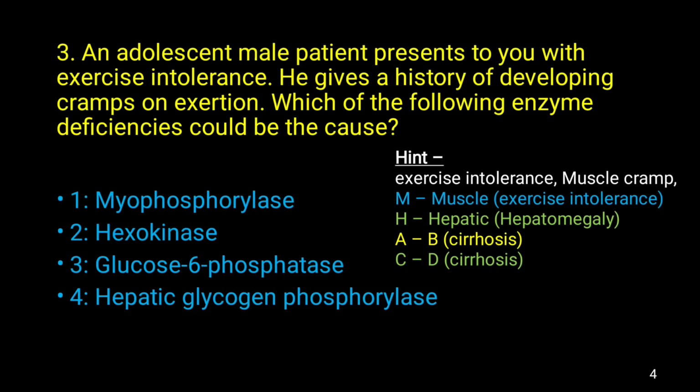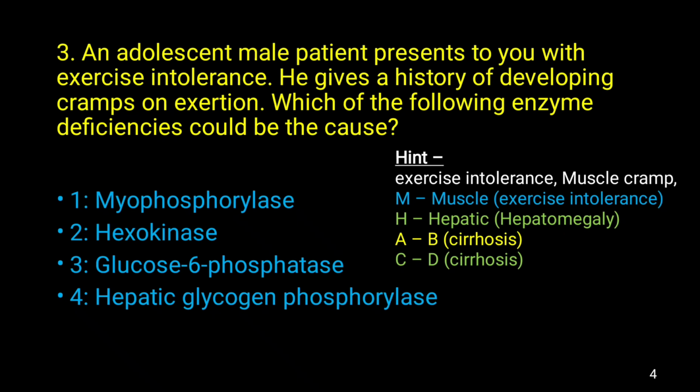There are different glycogen storage diseases, and you have to remember their names and which enzyme deficiency each one has. Here a hint is given in the question, exercise intolerance and muscle cramps, and from that you can directly jump to the muscle enzyme deficiency, myophosphorylase. It can be written as muscle phosphorylase deficiency, glycogen phosphorylase deficiency, or McArdle's disease. Related to the same, there is another disease, Hers' disease, where there is hepatic phosphorylase enzyme deficiency.